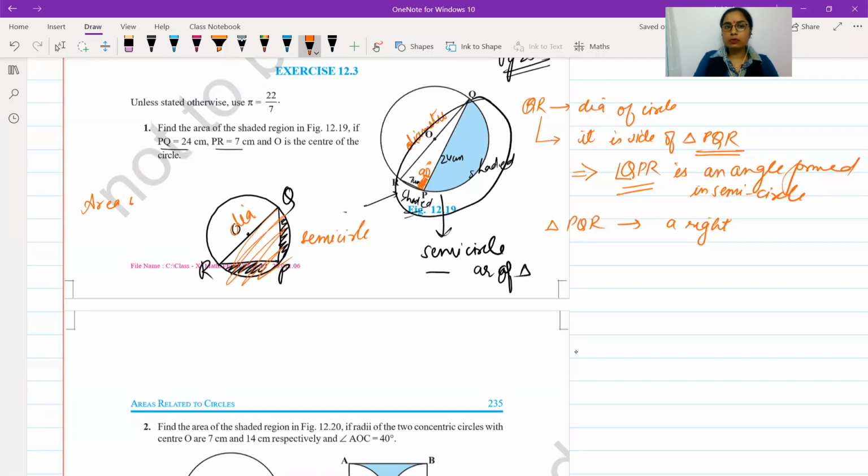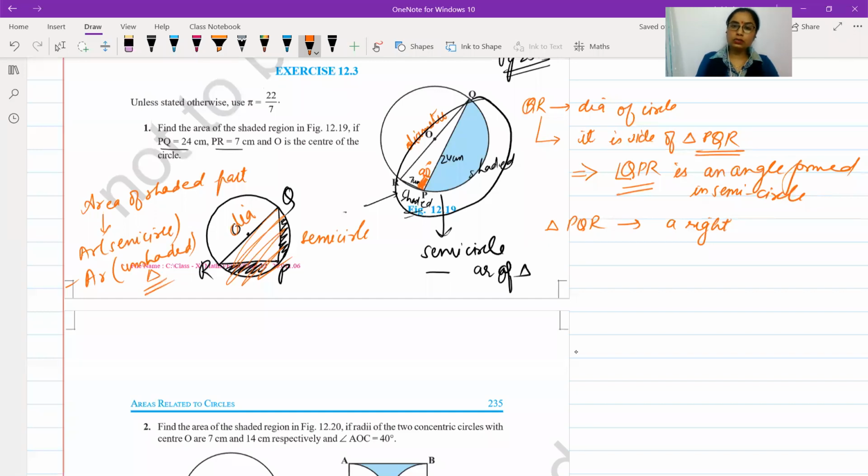The questions in this exercise are mostly like this. Find out the area of the part which is shaded in the figure. So area of the shaded part will be equal to area of semicircle minus area of the unshaded part. Unshaded part is your triangle.